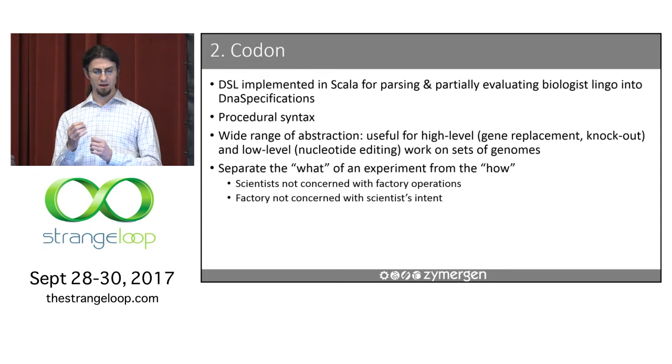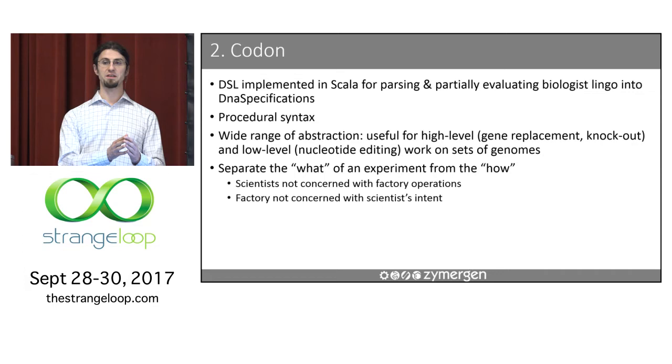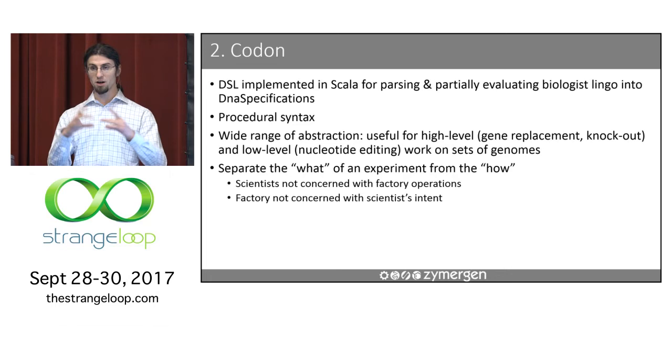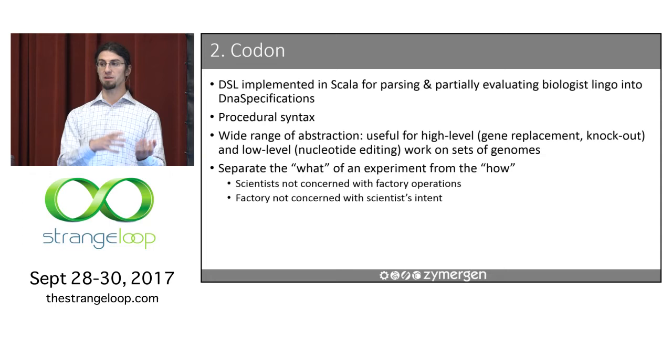A key goal between Codon and the next tool, Helix, that comes after it, is separating the what to do of an experiment from the how to do it. So in Codon, scientists describe the target DNA sequences they want to manufacture. And the next tool then calculates what the factory needs in terms of DNA parts to actually perform that manufacturing operation.